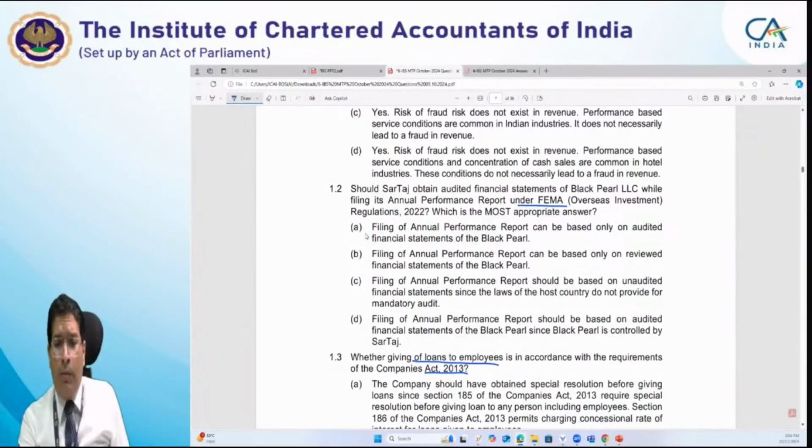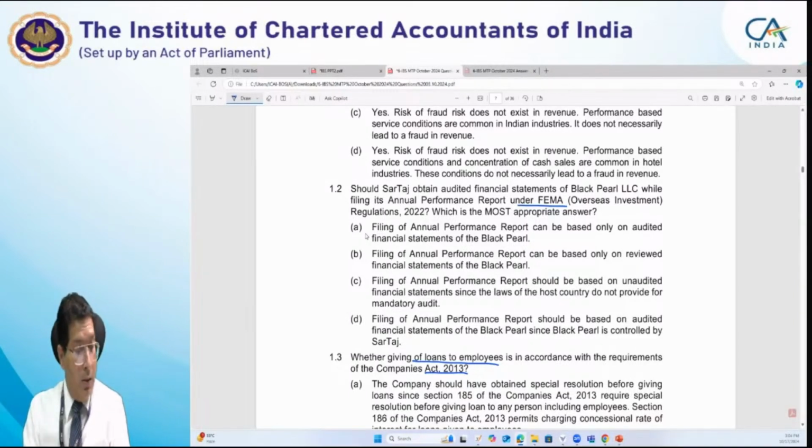Question number 1.2, should Sartaj obtain audited financial statements of Black Pearl LLC filing the annual performance report under FEMA, which is most appropriate answer. If a company is having control, the annual performance report should be based on audited financial statement of foreign entity.